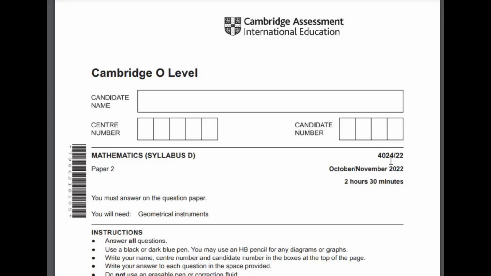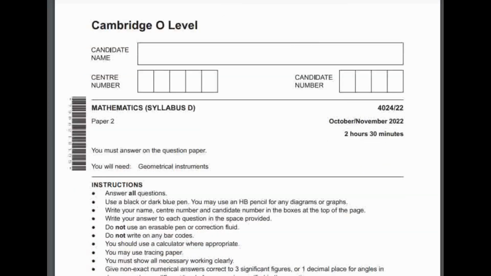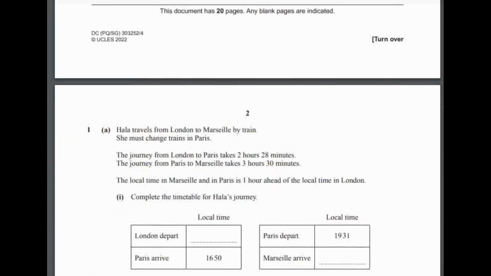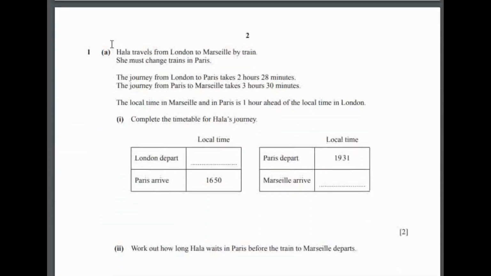This is variant 22 of October/November 2022, paper 2. Question number 1 is: Hala travels from London to Marseille by train. She must change train in Paris.